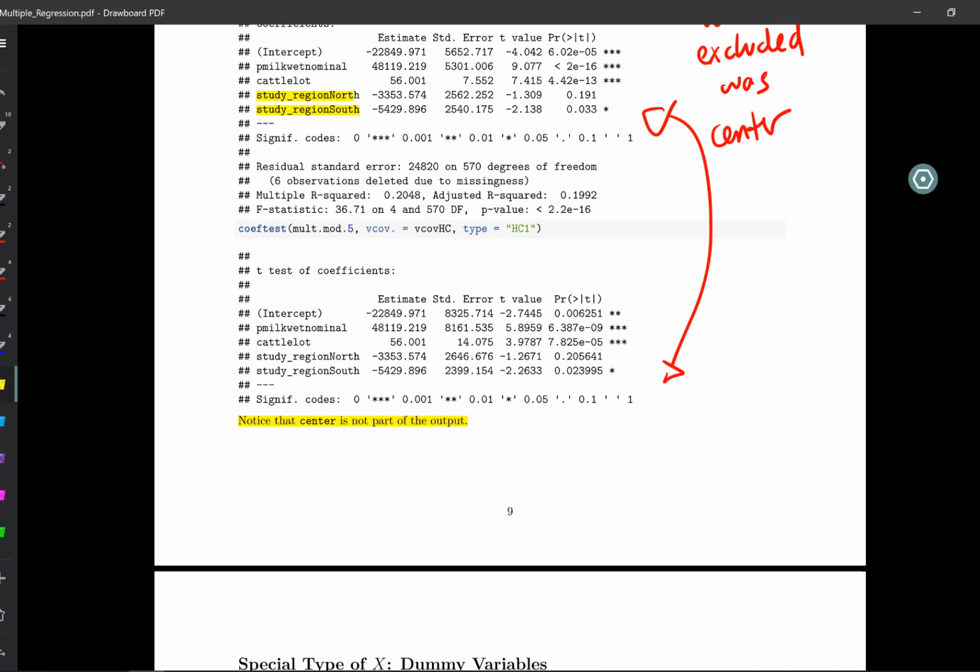However, it is possible that you may want to exclude specific levels. So if we think about geography, it may be best to exclude one that is at one of the edges. If we think about the order of geography, we may want to include either south or north, but excluding the middle one may not be as intuitive.